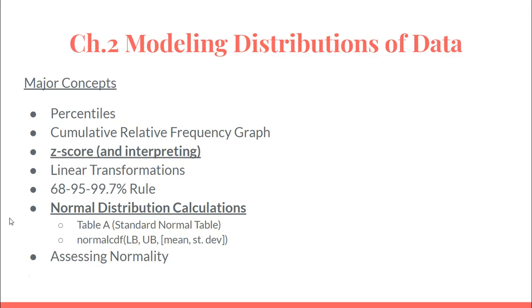For Chapter 2, however, there were tons of concepts. There were percentiles. There were cumulative relative frequency graphs, z-scores, finding them and interpreting them. There were linear transformations. There was the empirical rule, 68, 95, 99.7. There were normal distribution calculations using Table A and using normal CDF. There was even assessing normality. There were so many concepts in Chapter 2. They're all important to keep in mind. This video is only going to focus on z-score and normal distribution calculations.